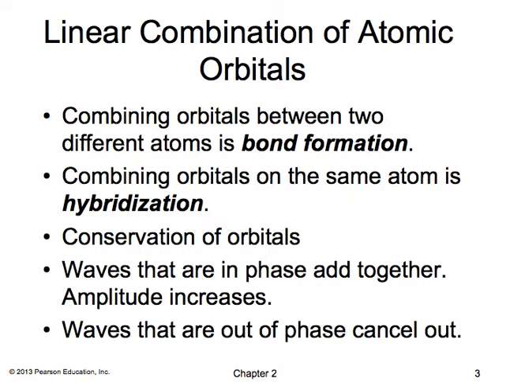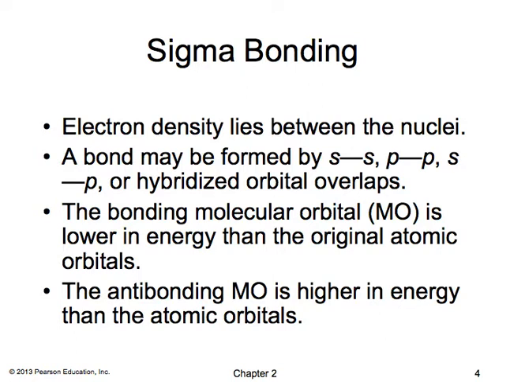In the last chapter we talked about s orbitals and p orbitals. Now we'll be combining some of these orbitals linearly, and that's why it's called a linear combination of atomic orbitals. Sigma bonding is when the electron density lies between the nuclei. A bond may be formed by two s orbitals, ss, or two p orbitals, pp, or s and p, or a hybridized orbital overlap. The bonding molecular orbital, or MO, is lower in energy than the original atomic orbitals, and the antibonding orbital, a star orbital, is higher in energy than the atomic orbitals.